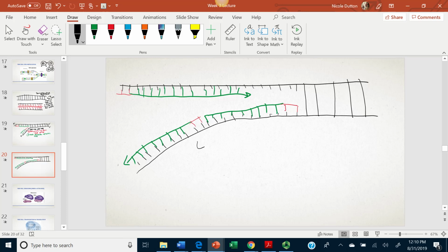So we have the leading strand on the top, and that leading strand is going to be synthesized continuously because it travels in the same direction that helicase is opening up the DNA. The lagging strand is made backwards in chunks, and those chunks are called Okazaki fragments.